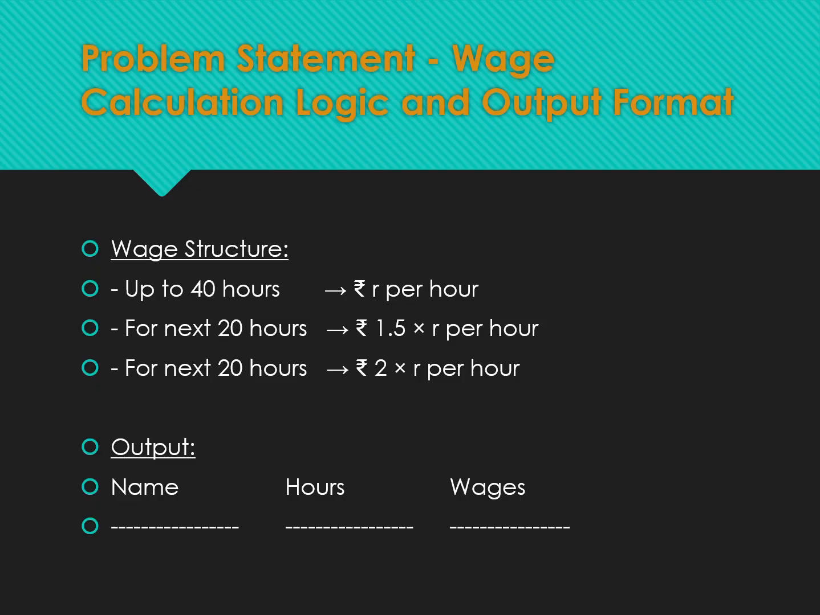Once the wage is calculated, we need to display the result. The output should clearly show the name of the person, the total hours worked, and the final wage in a currency format with 2 decimal places. Here's a sample output: Name, Hours, Wages. This is exactly how your program should display the results on the screen. So this slide explains both the logic to calculate wages and the format for displaying the output, which are key parts of your Java program.